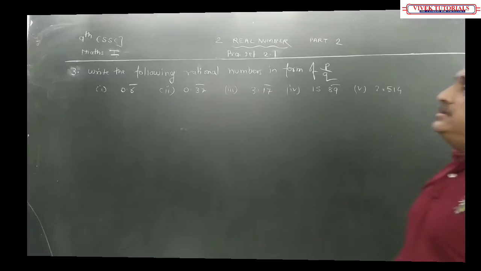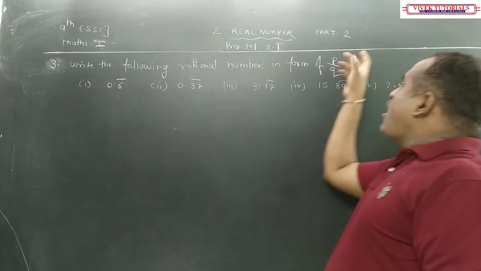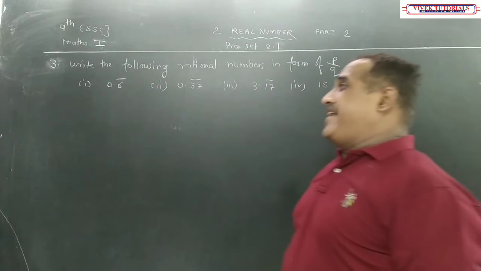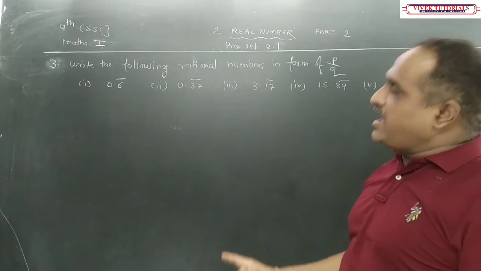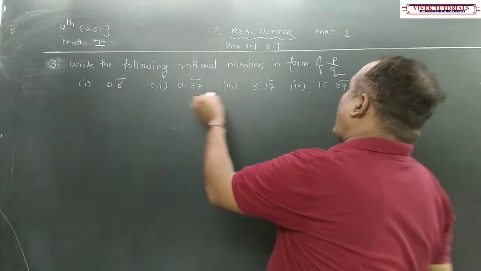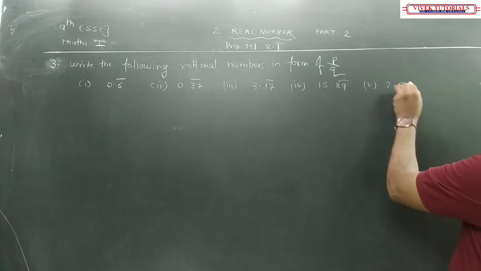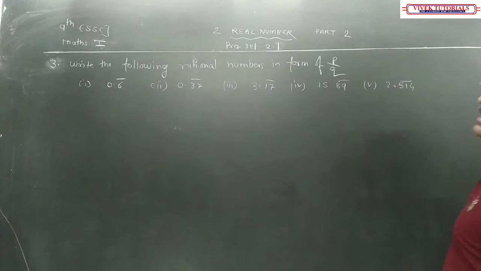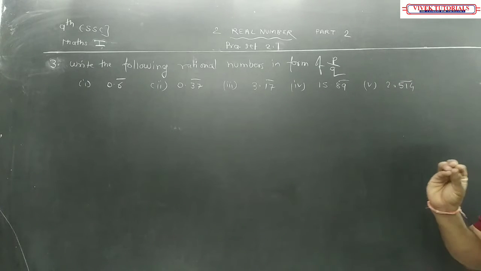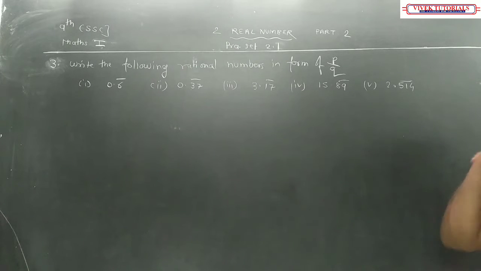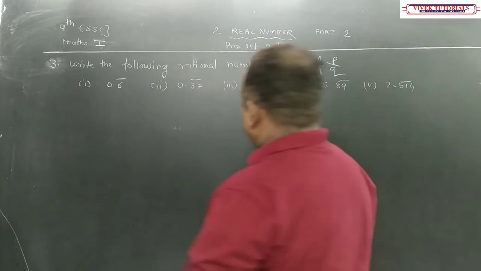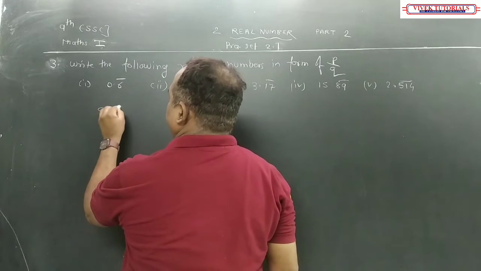Write the following rational number in P upon Q, that is fractional form, and this is given in decimal form. And rational numbers, if they are non-terminating, means they are recurring. So these all are non-terminating and recurring numbers. We are going to convert them into our P upon Q form. So students, please pay attention. It is very simple, but if you understand it, it is simple, otherwise it will become difficult. Okay, so very simple question is solution.